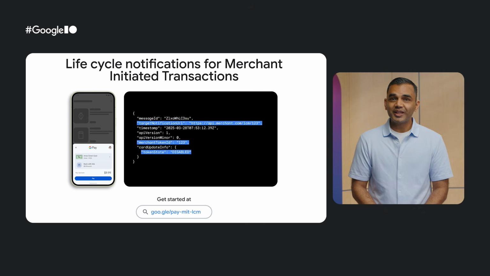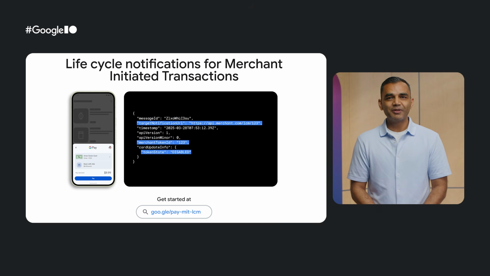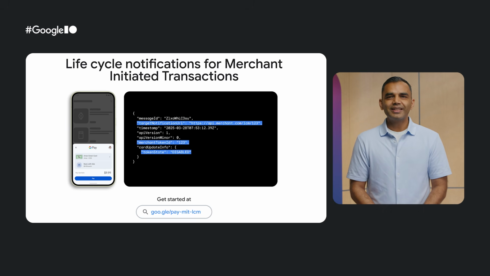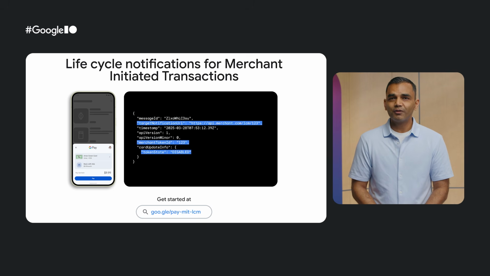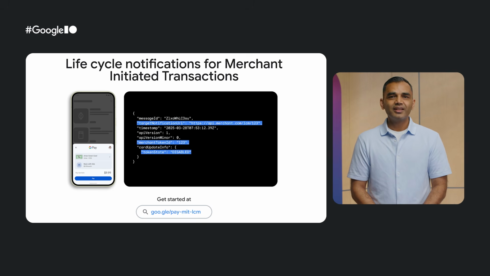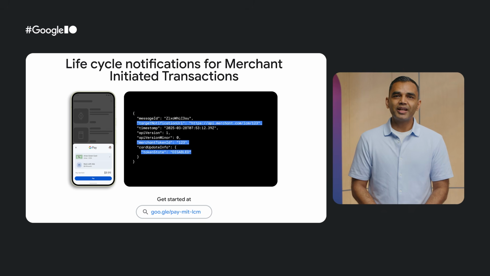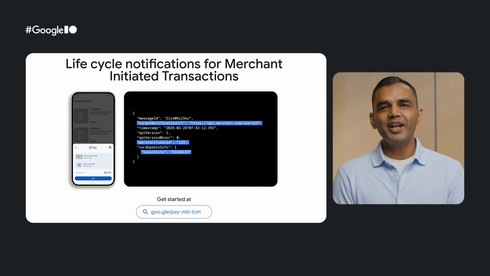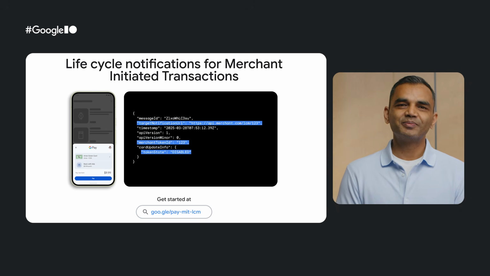You or your PSP will now have the ability to receive lifecycle notifications for Google Pay payment tokens when underlying credentials change. This enables you to proactively contact customers and request they update their payment methods before the next billing cycle, ensuring continuity for recurring transactions. These notifications will include the updated state of the token if any changes have occurred since the initial transaction or the last update. Find more information by checking the link below.